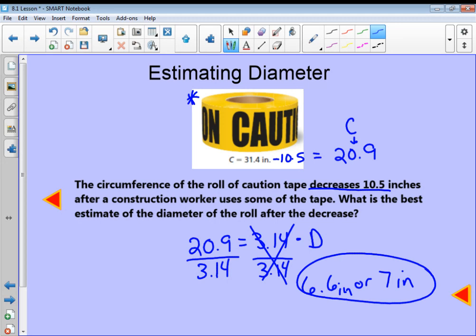Okay, so you should have gotten approximately 6.6, but because I told you to go nearest inch, you could round that up to 7 inches for the diameter. Okay, so just a reminder, sometimes they're going to give you the circumference. You're just going to go ahead and substitute in the information given, remembering that that pi symbol stands for 3.14, and then solve for that missing part.